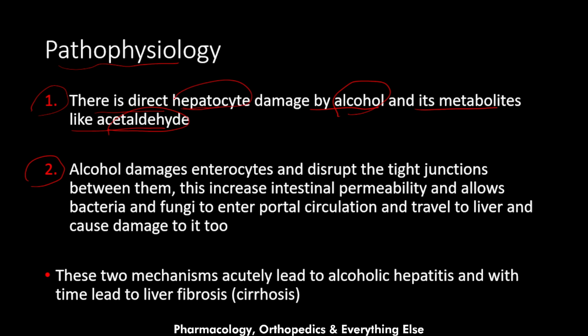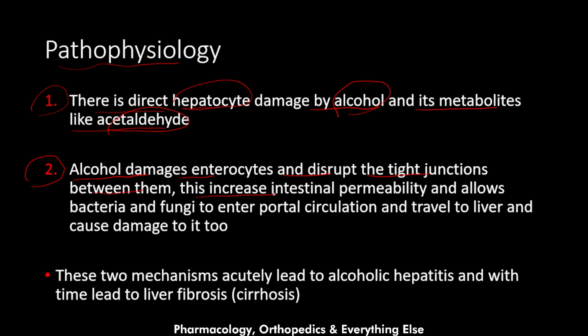The second mechanism is that alcohol damages the enterocytes, which are the cells lining the intestine, and it would disrupt the tight junctions between these cells. So the tight junctions between these cells are disturbed, so there would be bigger gaps between them, allowing more materials to pass through to the blood.